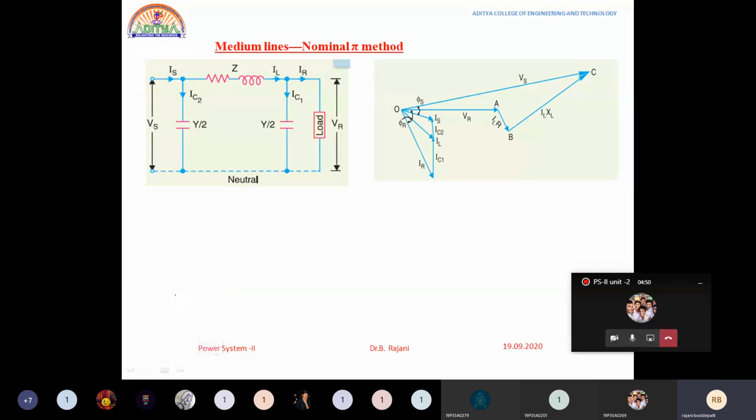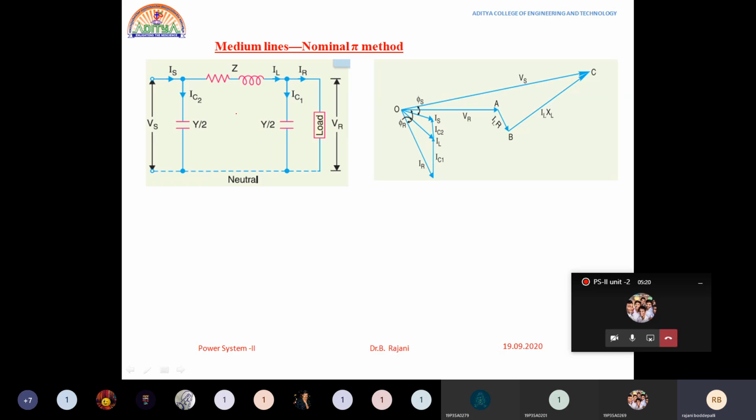Now, see here, in the nominal pi method, we have dealt with the nominal T method in medium transmission lines. This is the nominal pi method representation. This representation is a pi model. We have discussed already that in this method, the capacitance of each conductor, that is line to neutral, is divided into two halves. This is the line, this is the neutral line.